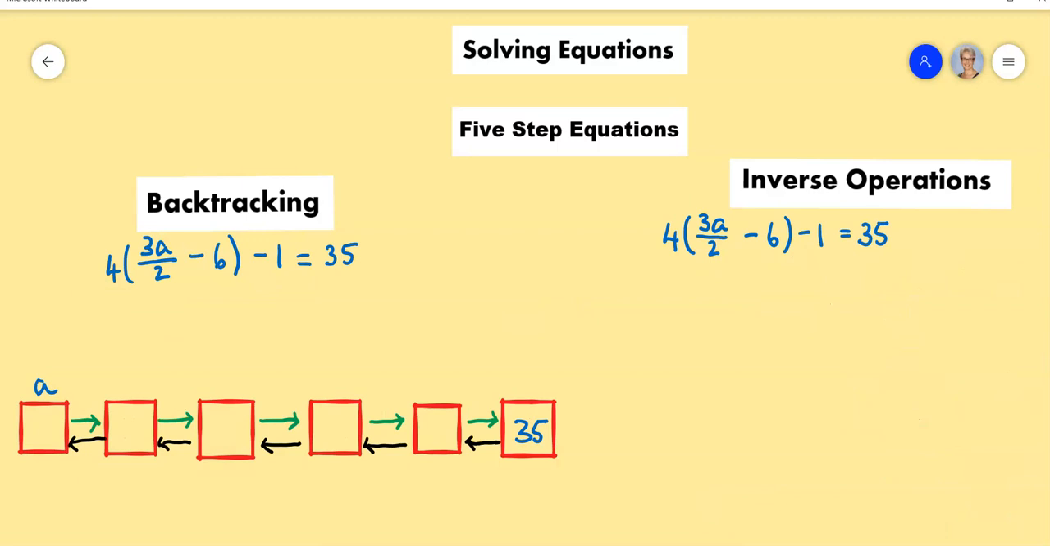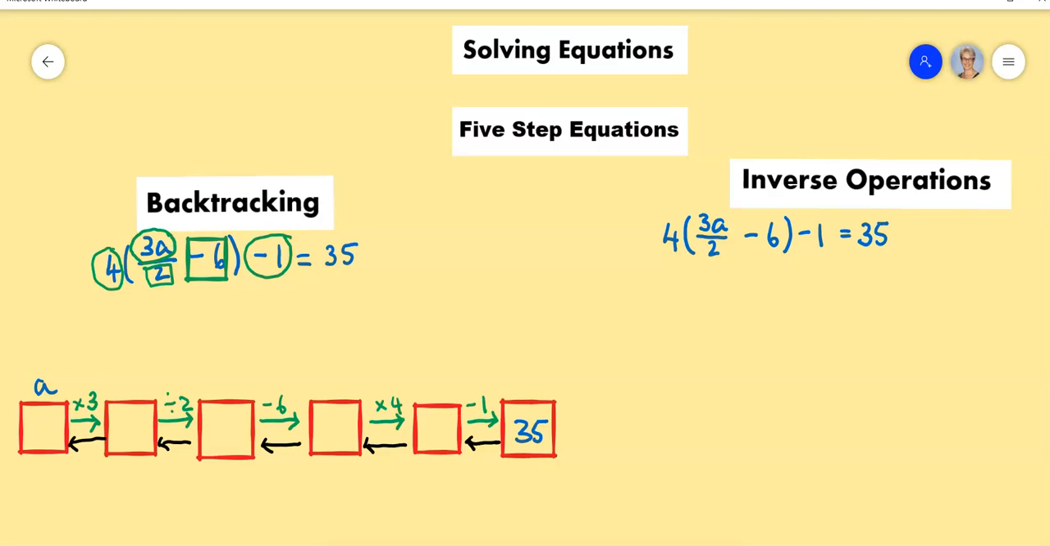Okay, let's look at our second example now. If we look closely at the equation, we can see that the first thing that we're doing to a here is we're multiplying by 3. Then we are dividing by 2. Then we are subtracting 6. The next thing that we do is multiply by 4. And then we minus 1. And our answer is 35.